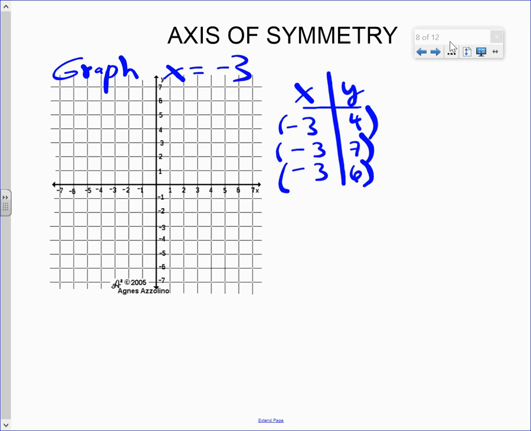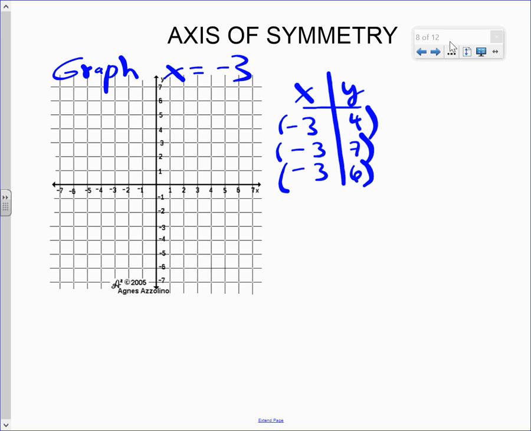Go ahead and put these 3 ordered pairs on your X and Y chart on your graph paper. Notice what just took place. We didn't pick values for x because the equation is telling us what x is always going to be, negative 3. Well, we just picked any numbers for y. So let's plot these puppies, plot them with me. Look at what kind of line it creates.